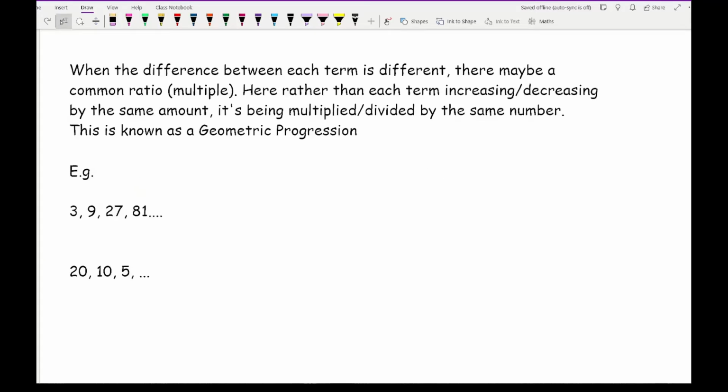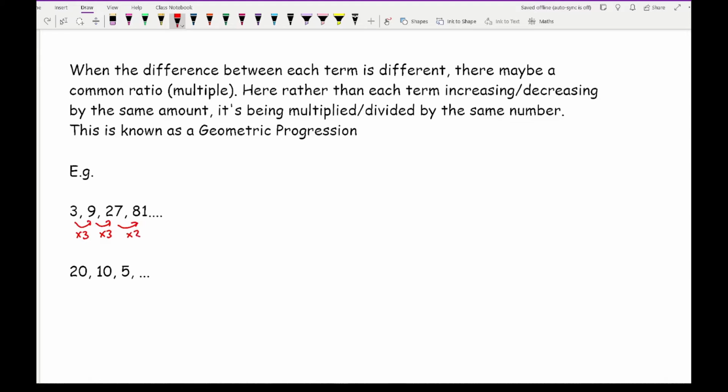When the difference between each term is different, there may be a common ratio or common multiple. Here, rather than each term increasing or decreasing by the same amount, it's being multiplied or divided by the same number, and this is therefore known as a geometric progression. Looking at this, one thing you should be able to spot is that each of these numbers, as you go from term to term, is being multiplied by 3.